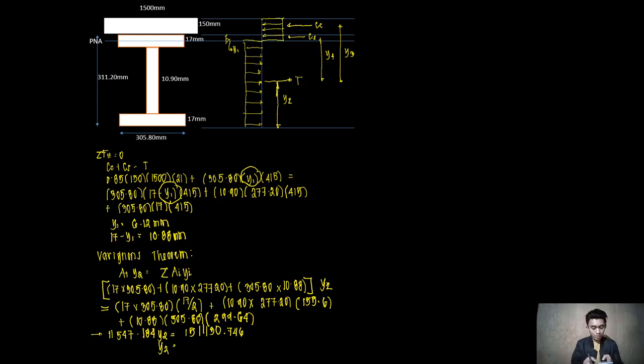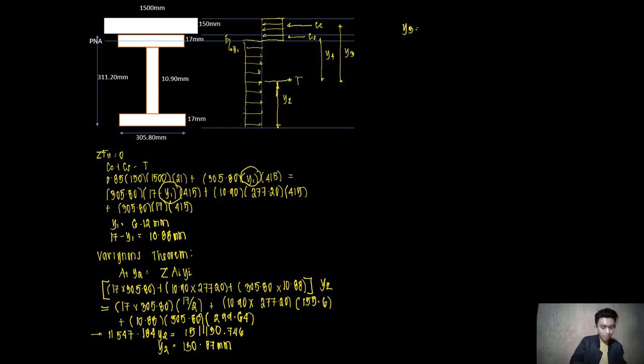Divide both sides by 11,547.184. Y sub 2 will therefore be 130.87 millimeters, which is now the value for y sub 2. Let me rewrite it: this is now 130.87 mm. Now let us determine the value for y sub 3.